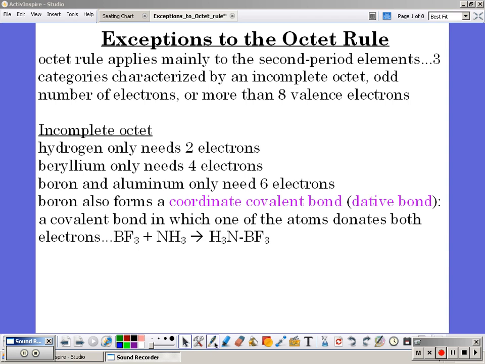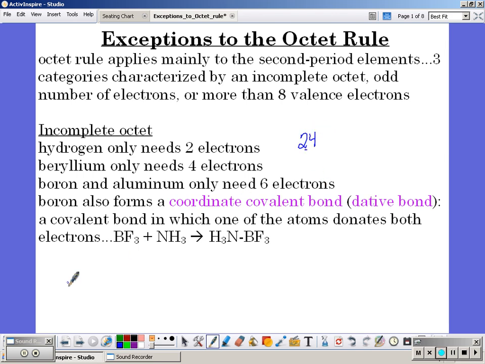So for example, for BF3, because boron only needs 6 valence electrons, boron gets 3 bonds around it. If we add up the valence electrons, boron has 3, and each of my fluorines has 7, so that's a total of 24 electrons.